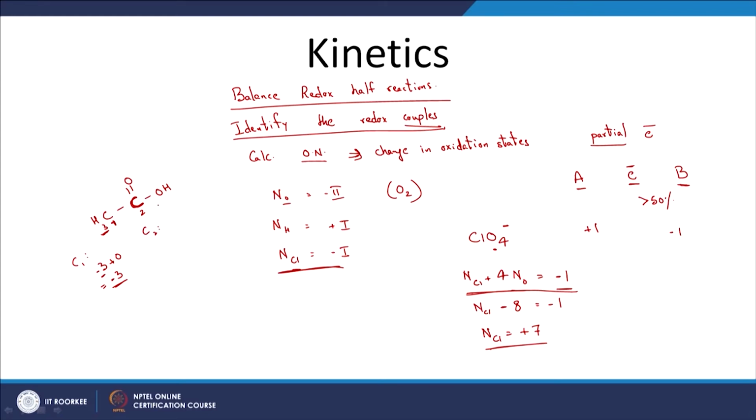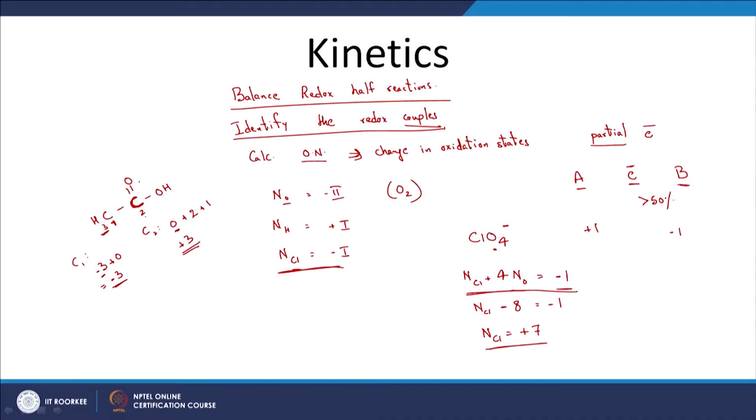And with respect to carbon 2, what do we see now? Again carbon and carbon share, so that is 0 there. With respect to oxygen, oxygen is more electronegative, so I am going to say -2 there. And the OH already has 1, so it will have -1 here. Because oxygen is -2 and -1 here, that is going to be equal to +3.